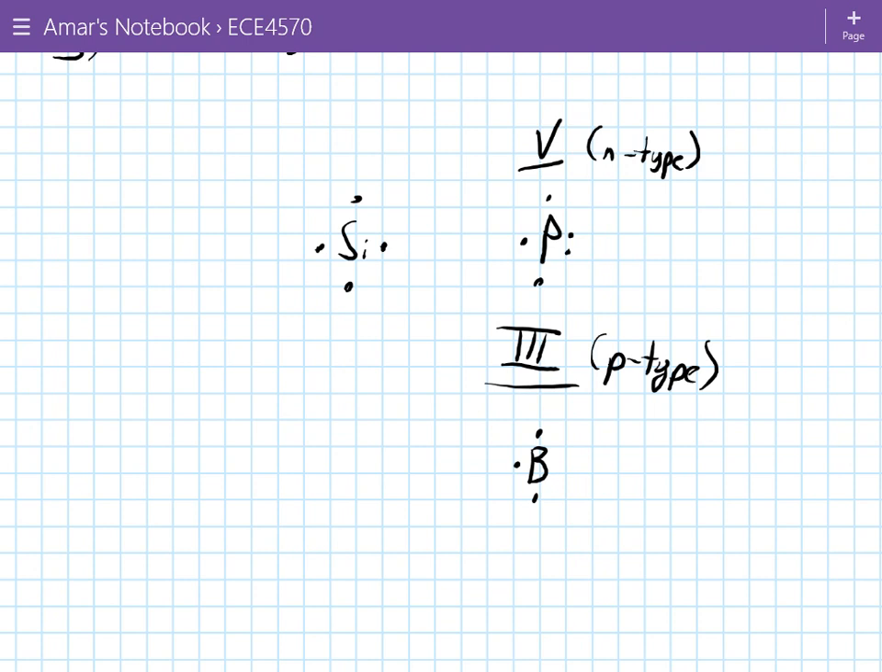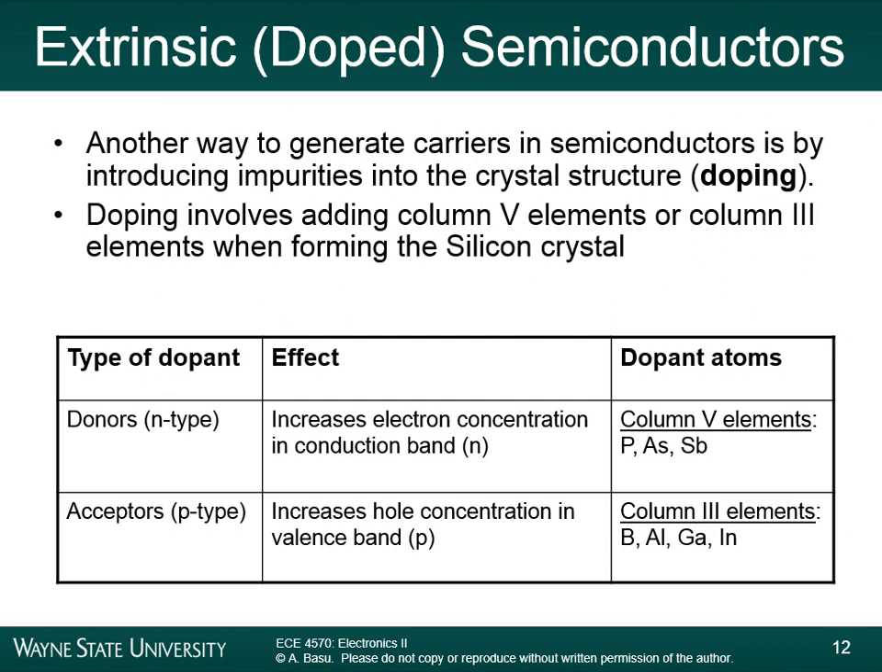For a P-type semiconductor, we're doing the opposite. We're creating holes in the valence band. And the valence band is the one that's responsible for conducting electricity. So the type of dopant, we have N-type. N-type increases electron concentration in the conduction band. Acceptors, P-type dopants, column 3 elements, they increase hole concentration in the valence band. Boron is a very common column 3 or P-type dopant. Other examples are aluminum, gallium, and indium.